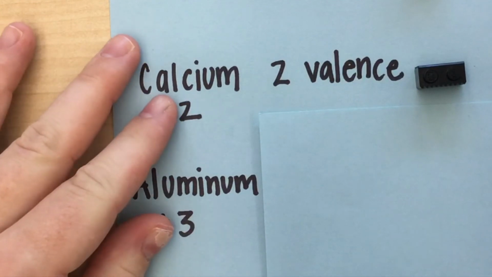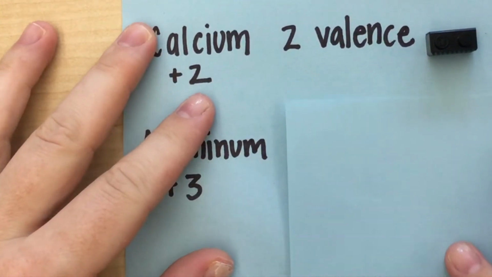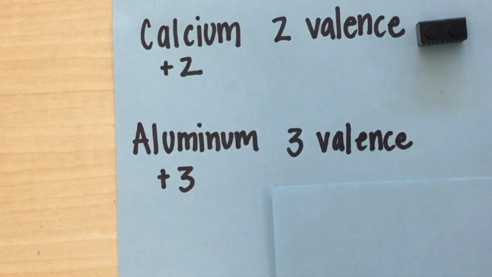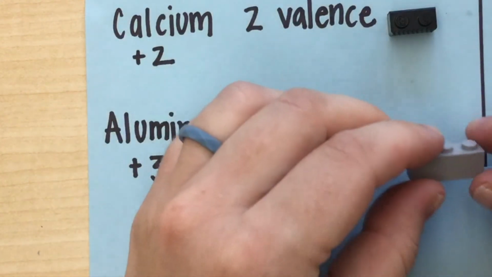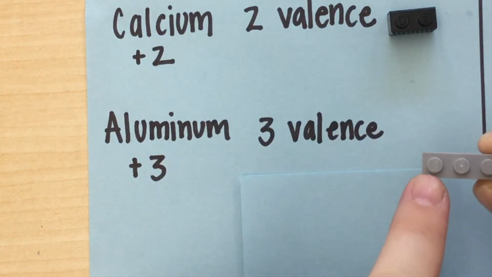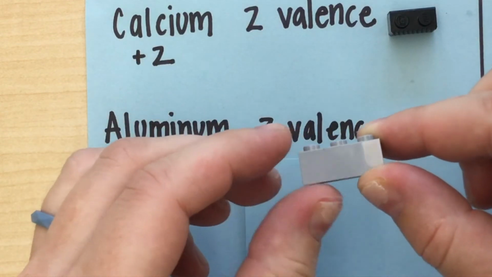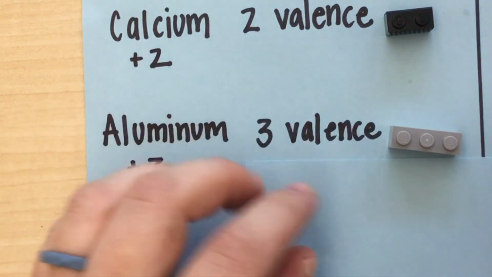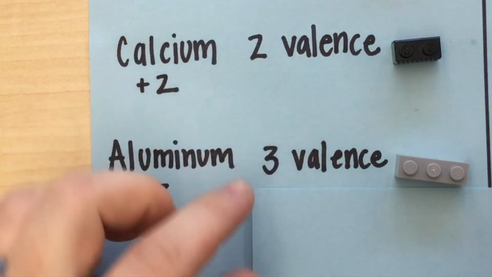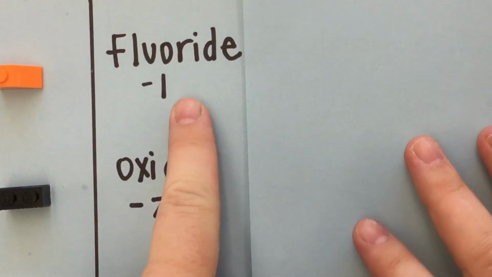And the last one, aluminum, has a +3 charge, so it also has a valence of 3. So you can see that it's following a trend here. We're going to represent our aluminum with this gray piece that has 1, 2, 3 open spots, meaning it has 3 valence, and it can make 3 bonds here. So these are our positive ions, and we can look at the other side. So first we'll look at fluorine.